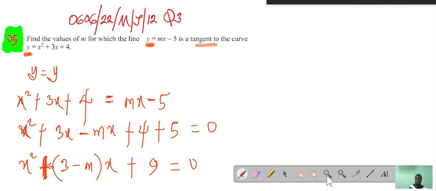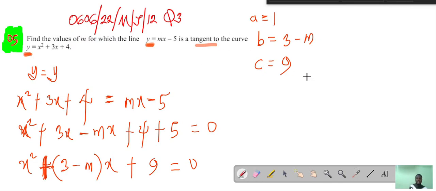Always endeavor to check here by expansion and be sure you are right. 3x minus mx. Okay, so a is 1. It looks like ax squared plus bx plus c, standard quadratic. B is what we have beside x, 3 minus m, and c is the one that doesn't have x at all, 9. We want to find m. Take note, it says values of m, so obviously m will have more than one answer.